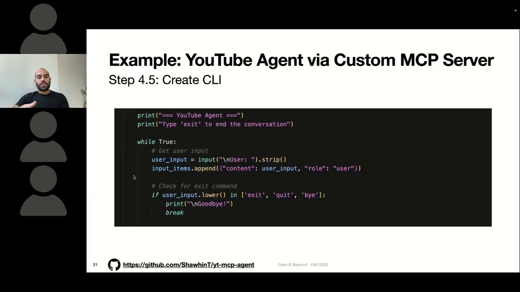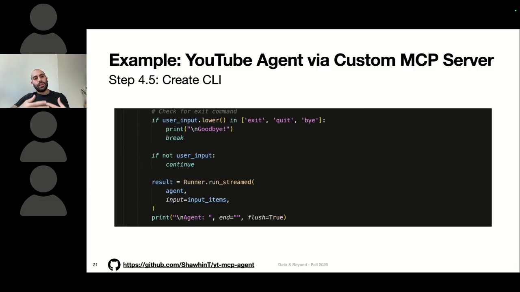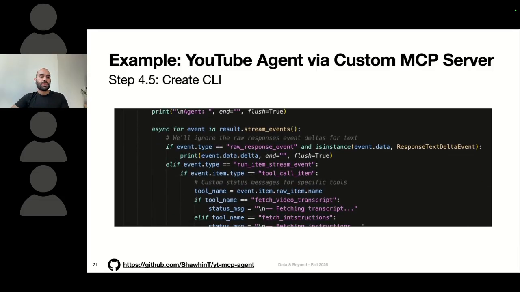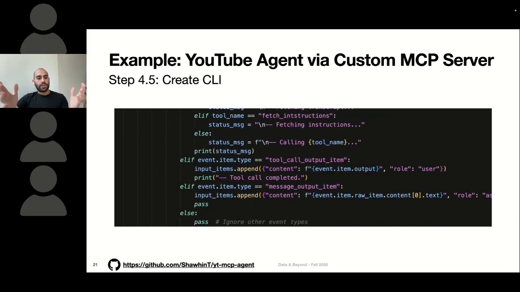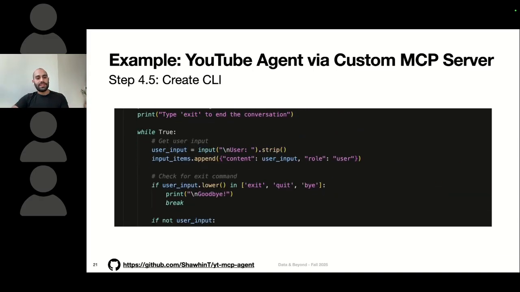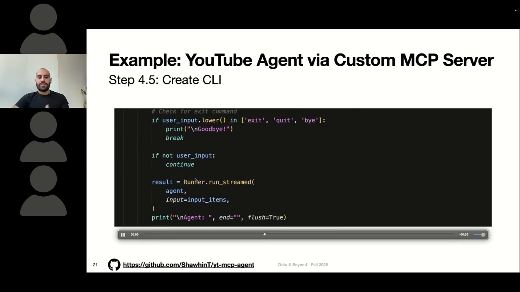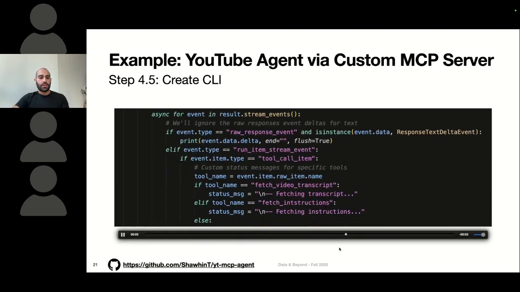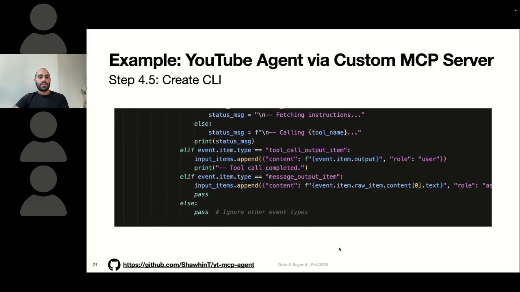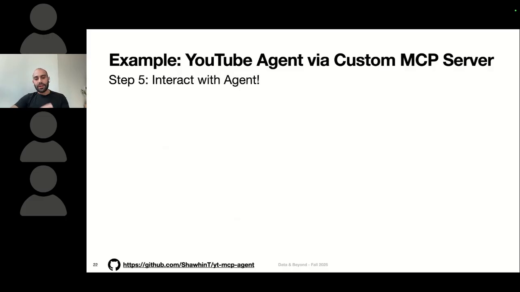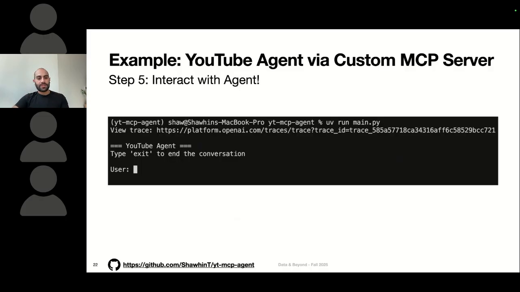And then probably the most complicated part of this example is creating the command line interface. But you can just steal the code and you don't really have to worry about the details. And just in the interest of time, I'm not going to go through that here, but all the code's on GitHub if you like. Okay, so step 5 is we can actually interact with the agent.